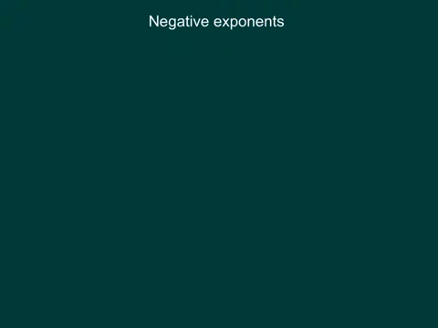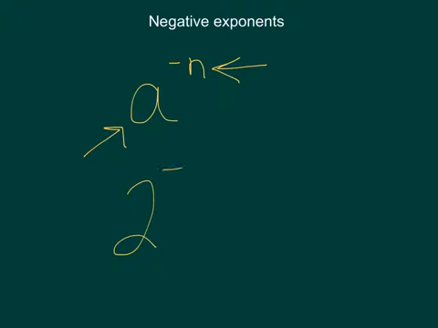So when we have negative exponents, for any non-zero number a and any integer n, a to the negative n, so the a is your whole number and the n is your exponent, you have to find the reciprocal of that number. So, for example, if we have 2 to the negative 4, this is the same as saying 1 over 2 to the fourth power, or 1 over 16.